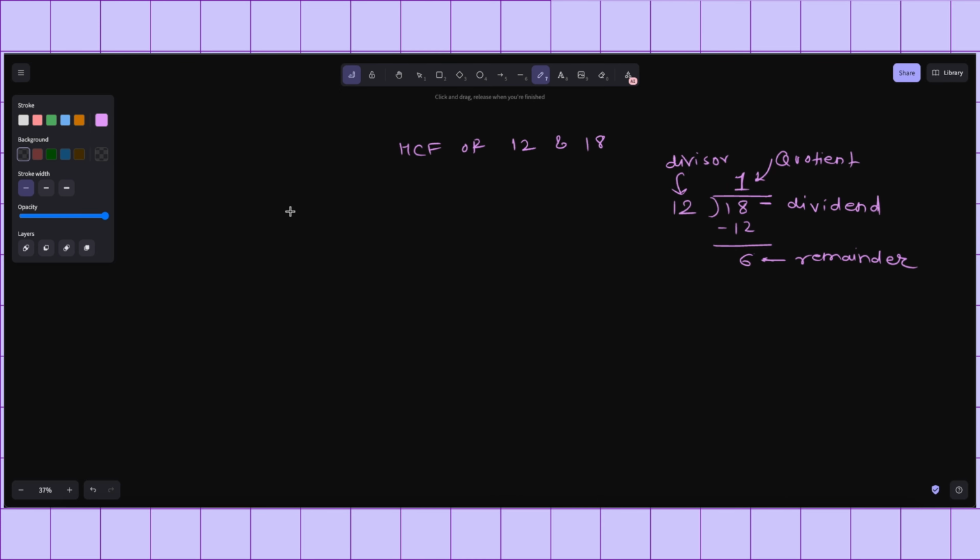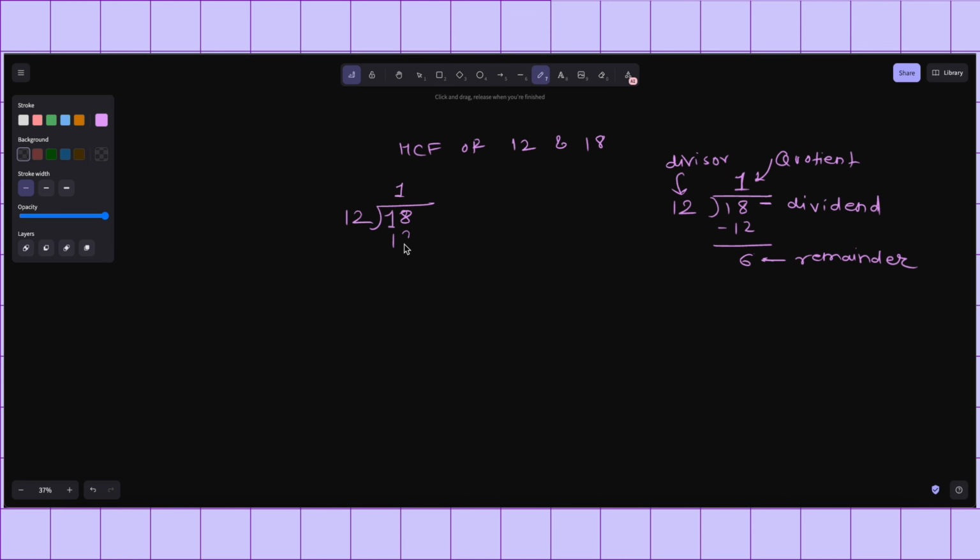Now the long division method is basically dividing two numbers until the remainder becomes 0. Let's keep 18 as the dividend first and 12 as the divisor. We can also take 12 as the dividend and 18 as the divisor; it doesn't matter, it will come to this original position. So let's keep the bigger number as the dividend and the lower number as the divisor, and do the normal division process.